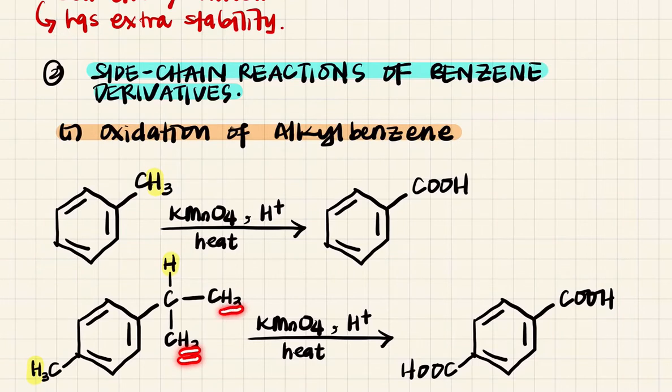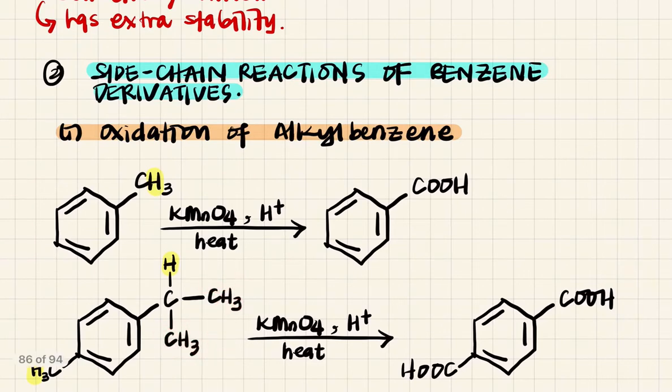Adakah this hydrogen dikira benzalic hydrogen? Is this a benzalic hydrogen? No. Okay, ini tak kira benzalic hydrogen. Okay, benzalic hydrogen is the hydrogen attached to the carbon that is directly attached to the benzene ring. Yang ni bukan directly attached to benzene ring, jadi ini kita tak panggil benzalic hydrogen.